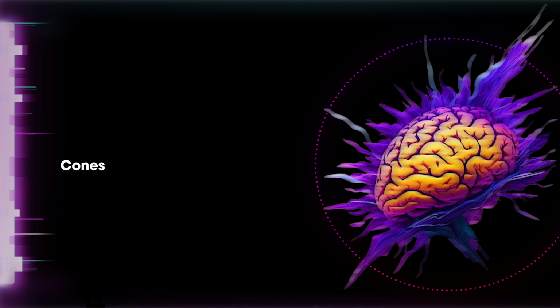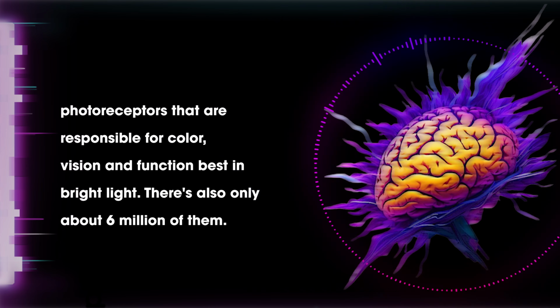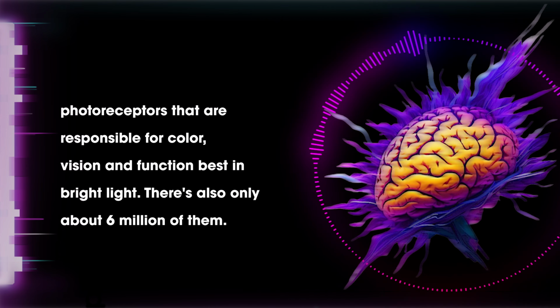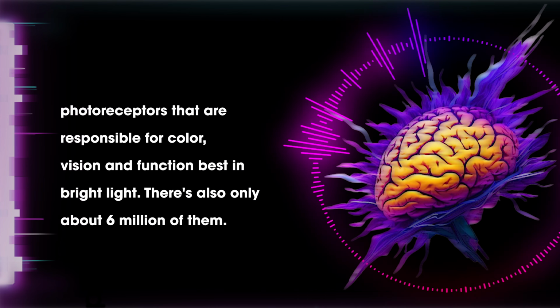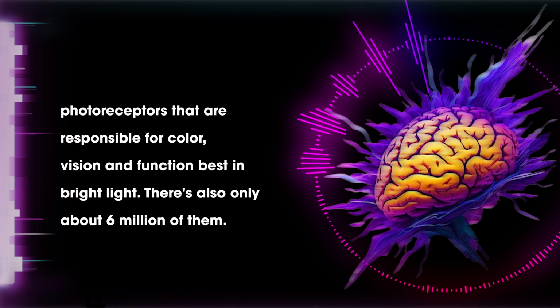Cones. Photoreceptors that are responsible for color vision and function best in bright light. There's also only about 6 million of them.